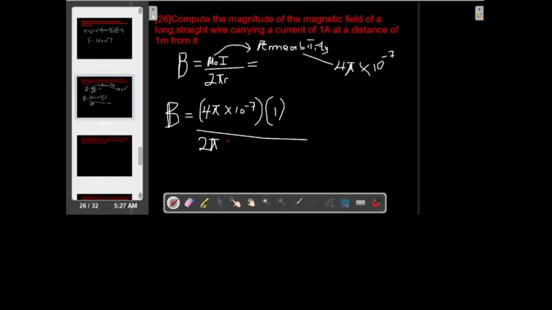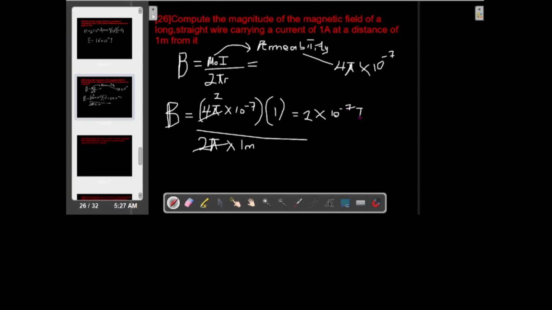Now multiply by r, and from here the question says a distance of 1 meter from the wire, so I'm just going to use 1 meter. 2 pi cancels 4 pi here, and you're going to be left with 2. So the final answer, you just multiply 2 by that. I'm going to get 2 times 10 to the power of negative 7 Tesla.